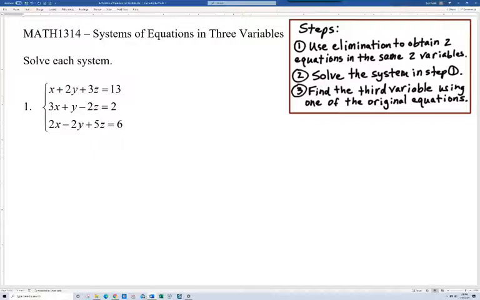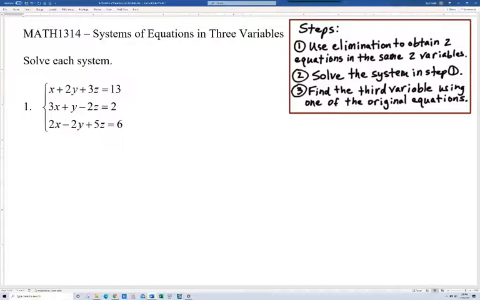So if you look at this system here, we have three equations and three variables, x, y, and z. And I'm looking at the x terms, and I could eliminate x by multiplying the first equation by -3 and adding it to the second equation. Similarly, I could multiply by -2 in the first equation and add that to the third equation and eliminate x.